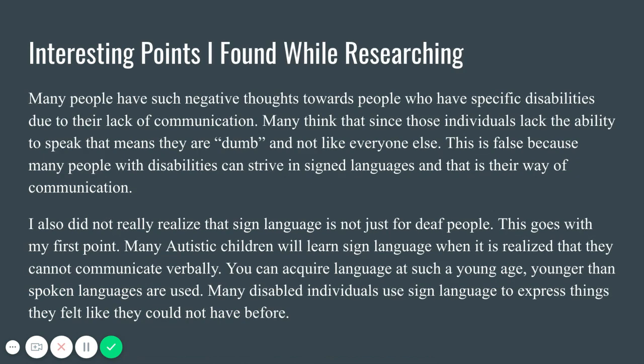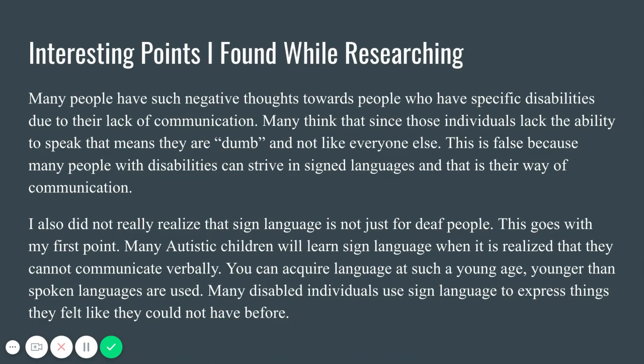So this slide is just about interesting points and facts while I was researching further about all these topics. Many people have such negative thoughts towards people who have specific disabilities due to their lack of communication. Many think that since these individuals lack the ability to speak, that they're dumb and not like everyone else, and this is false because many people with disabilities can thrive in sign languages, and that's their way of communication now.